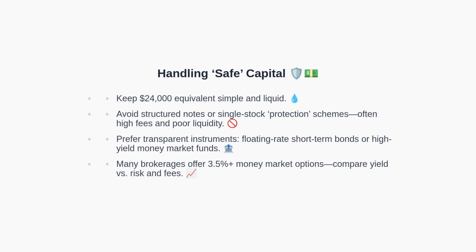For funds earmarked as safe, such as a $24,000 equivalent, keep things simple and liquid. Avoid structured notes or schemes that promise capital protection on single stocks because they often have high fees, complex terms, and limited liquidity. Instead, use transparent instruments such as floating-rate short-term bonds or high-yield money market funds available on many brokerage platforms. Evaluate yield against risk and fees, and ensure the product aligns with your liquidity needs and currency choice.